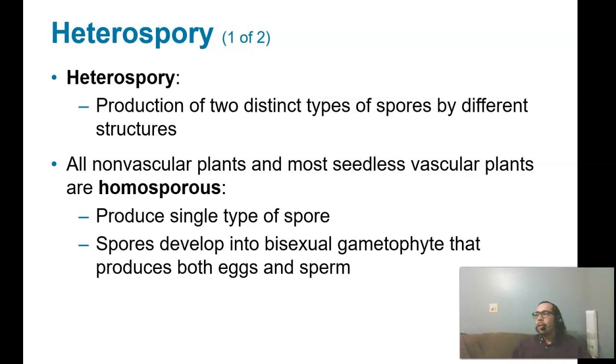When we looked at the life cycles of non-vascular plants and the seedless vascular plants, we did see that they only produce one type of spore. So when it's only one type of spore, that's known as homosporous. The spores in these non-vascular plants and in most seedless plants develop into bisexual gametophytes that produce both the sperm and eggs. But that's something that you wouldn't see in seed vascular plants.